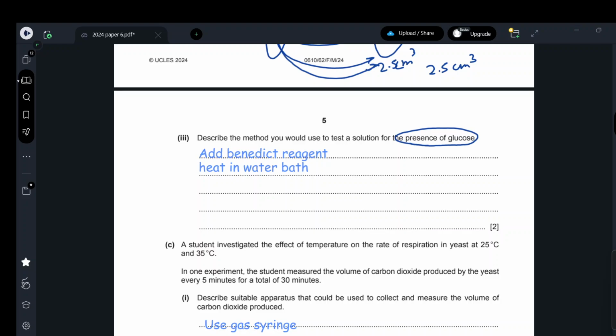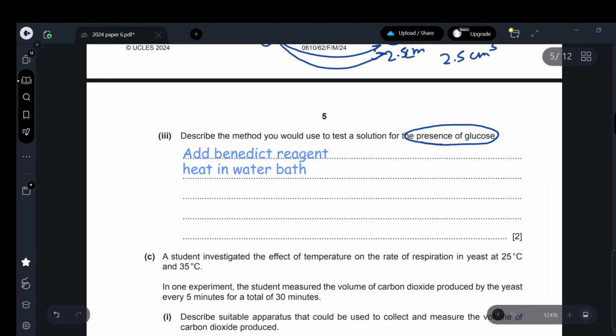Describe the method you test a solution for the presence of glucose. Easy question. Add Benedict reagent, heat in a water bath.